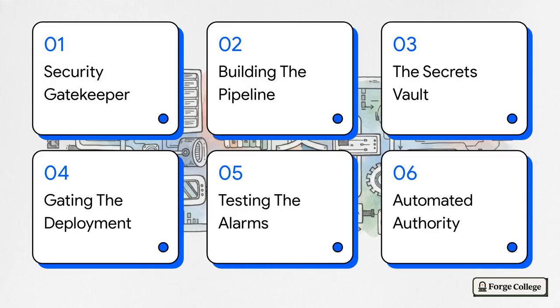First up, the security gatekeeper. Then we'll move into building the pipeline, securing the secrets vault, gating the deployment, testing the alarms, and we'll wrap it all up with the automated authority.